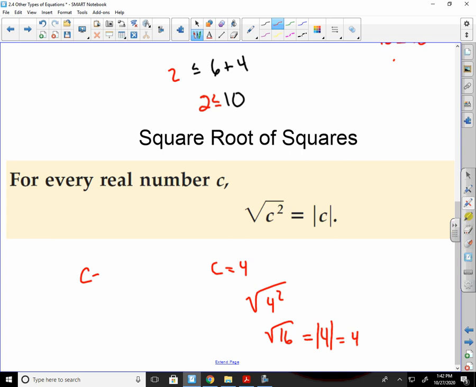Additionally, if I had plugged a negative in, c equals -4, the square root of -4 squared is equal to the square root of 16, because a negative times a negative gives you a positive, which is just equal to 4 again. And 4 is equal to the absolute value of -4. So those two are always going to be equal to each other.